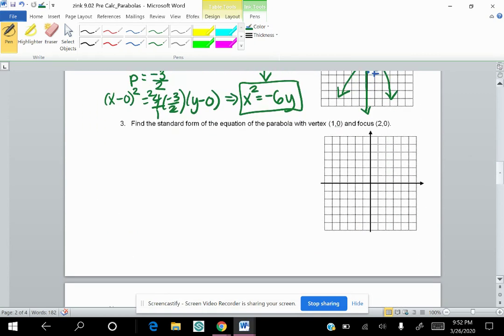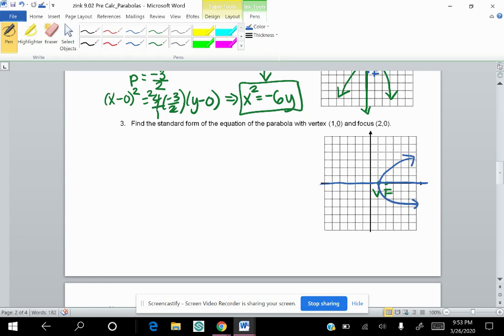Number 3. Find the standard form of the equation of the parabola with vertex 1, 0, focus 2, 0. Sorry. So vertex is over 1, 0. Focus is over 2, 0. Draw your curve. Again, we know the focus is always inside the curve. They're always on the same axis of symmetry. So I'm going to open to the right.